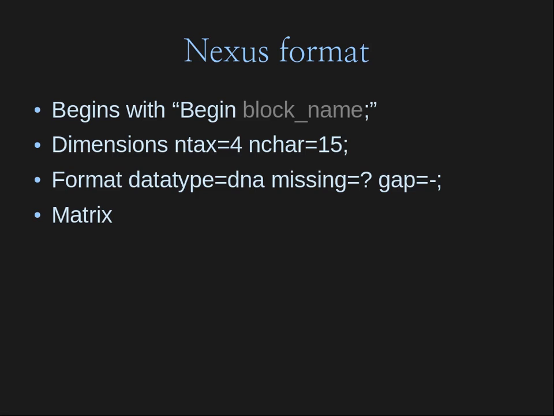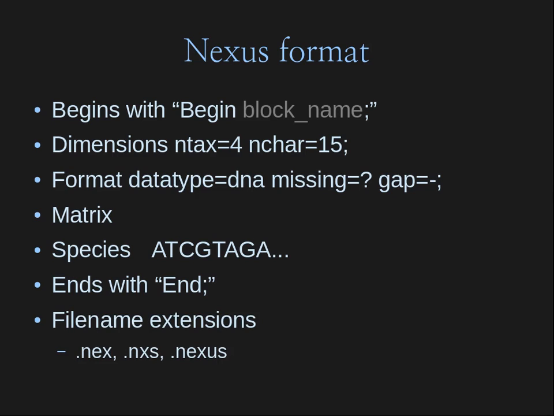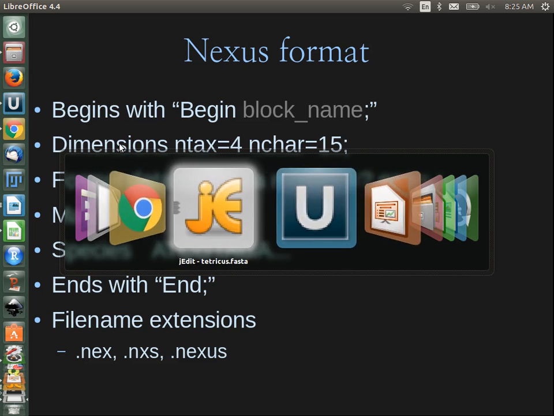And then you actually have a line that says matrix, and then below that you actually have your data, which is generally a species name and then the actual genetic code. After you get through all the different species, then you have just "end;" and that ends that block. And the file name extensions for this, again, are all over the place. It could be .nex, .nxs, .nexus, whatever people want.